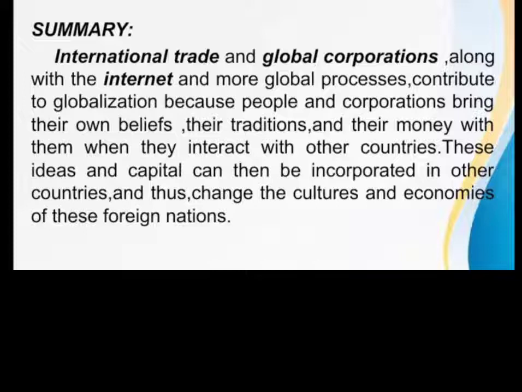So, these ideas and capital can then be incorporated in other countries and thus change the cultures and economies of these foreign nations. So, that's all.